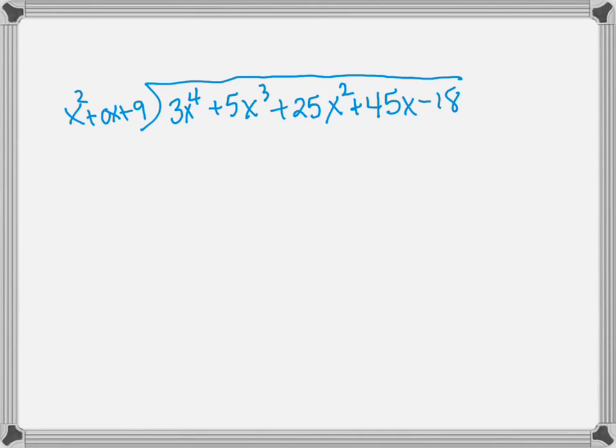What times x squared gives us 3x to the 4th? 3x squared. Now I'll take 3x squared and multiply it by my divisor, and I get 3x. Oops, and I wrote that wrong. Let me fix that. It is not 3x squared. It is instead 3x to the 4th.